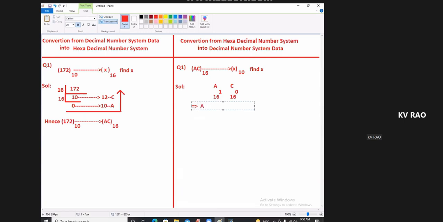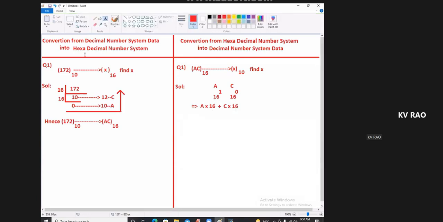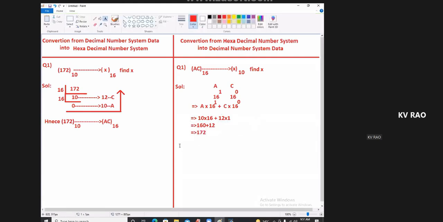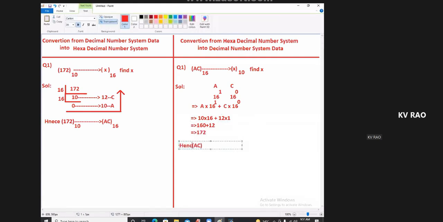A into 16 to the power of 1 plus C into 16 to the power of 0, which is equal to, as you already know, A means 10 into 16 plus C means 12 into 1. That is 160 plus 12, which is equal to 172. Hence AC in base 16 is 172 in base 10. So X is equal to 172.